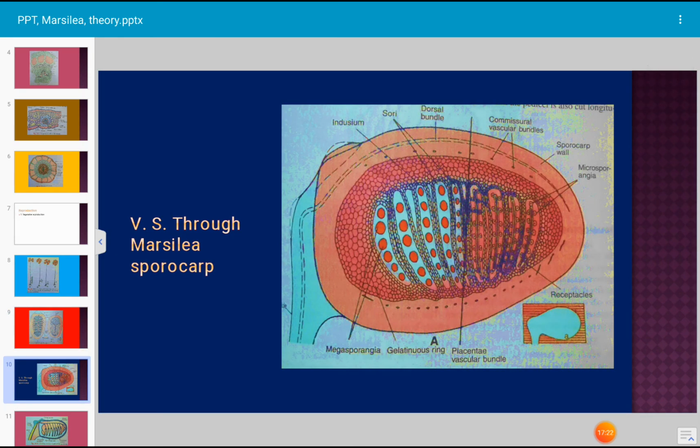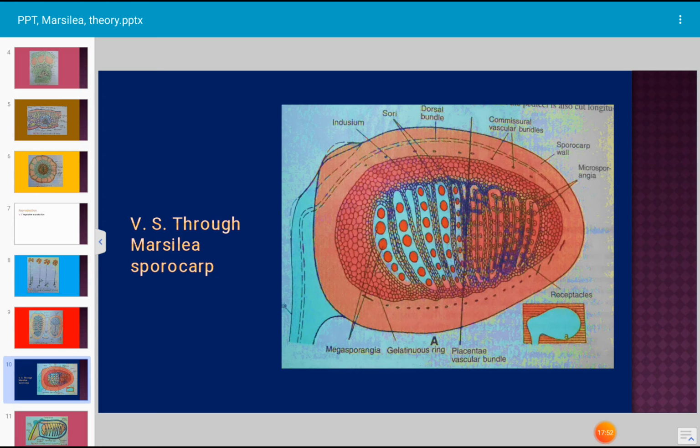This is the vertical section or longitudinal section of the sporocarp. Let us see the details. The structure of the wall of the sporocarp and the gelatinous ring is the same as in the transverse section. In the interior of the sporocarp, there are two alternating rows of sori, each surrounded by a two layered indusium. A placental branch goes to each sorus from the lateral bundles as shown in the photograph.